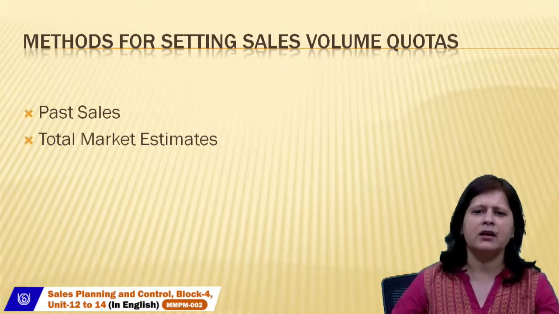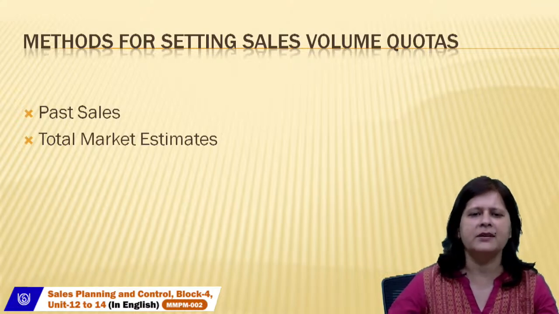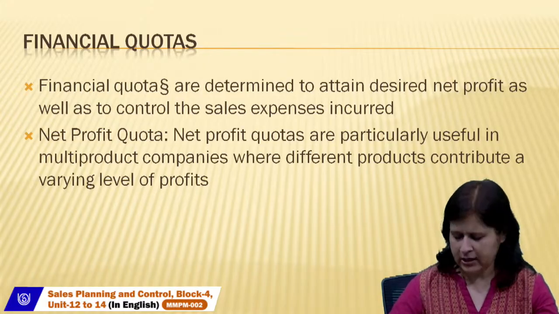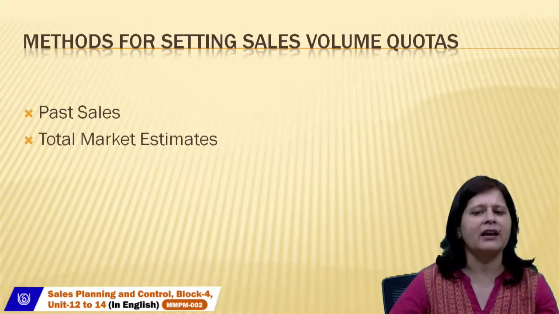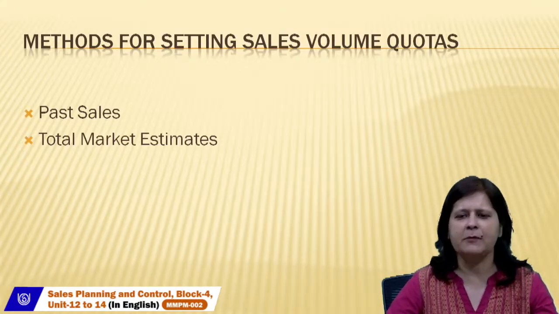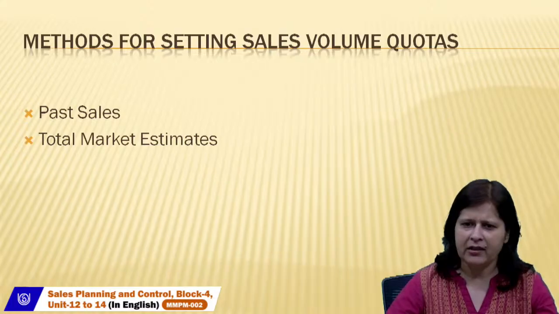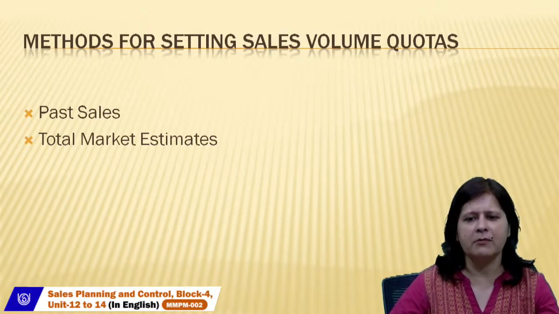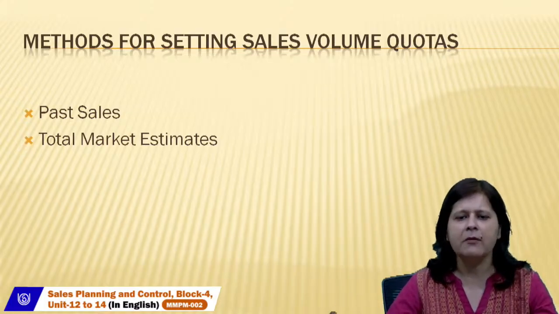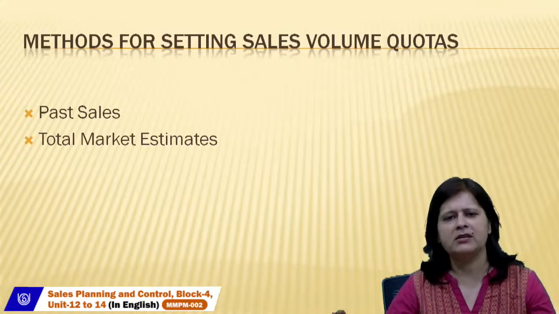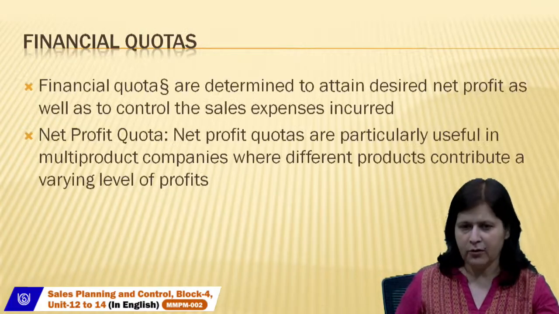How can we set the sales volume quota? On the basis of past sales or total market estimates, right? So past sales guide us about the sales volume quota, as per the demand in the past. And with the total market estimate, if there is a change in the market, we estimate the demand of the market, and then on the basis of that we define the sales volume quota.